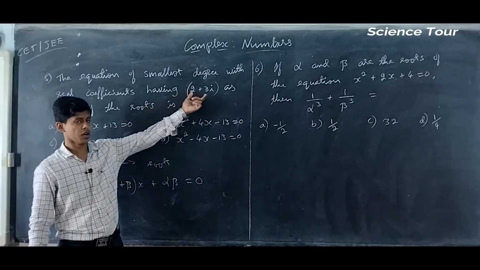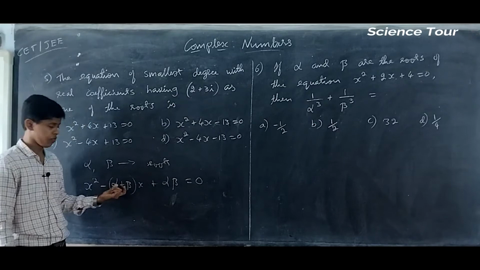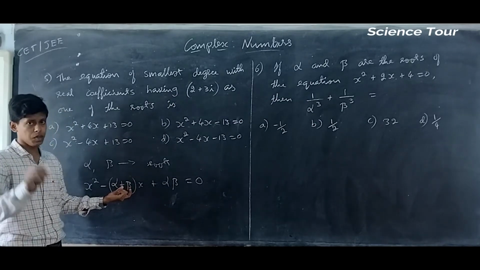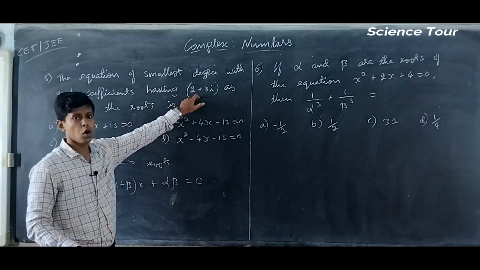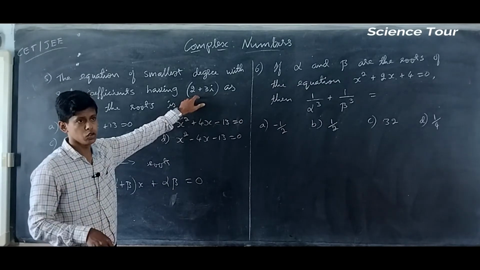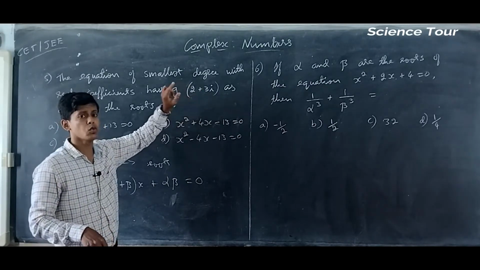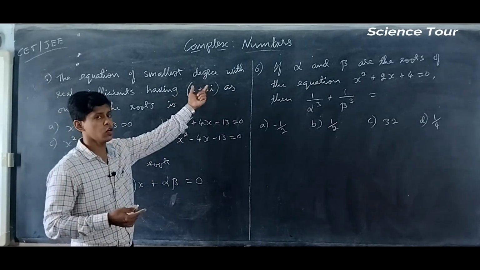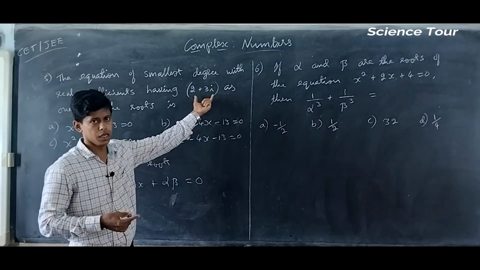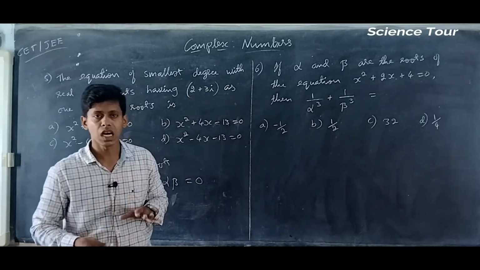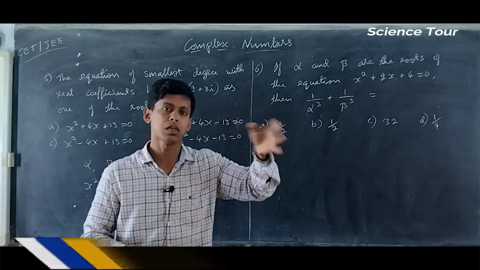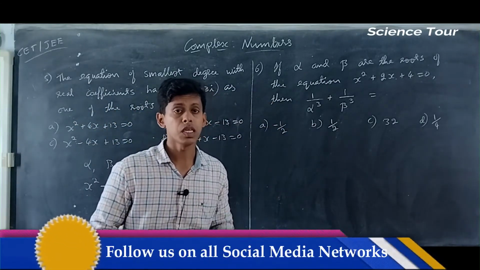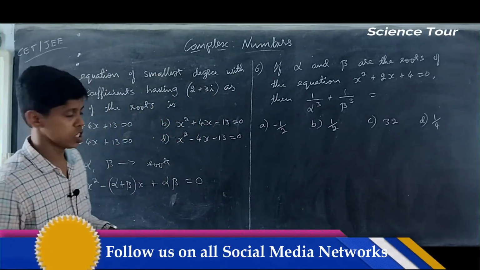Now we know one of the roots, okay, is alpha. What is beta then? Remember, complex roots always occur in pairs. So if you have 2 plus 3i as one of the roots, then the other root will be 2 minus 3i, the conjugate of this complex number, right? So complex numbers always occur in pairs. A complex number and its conjugate will be the roots of a quadratic equation always.